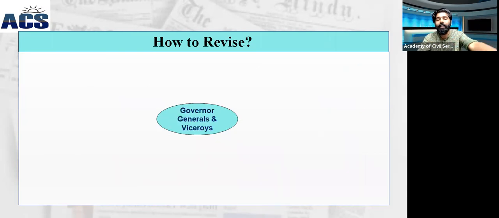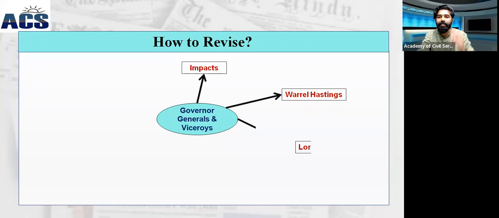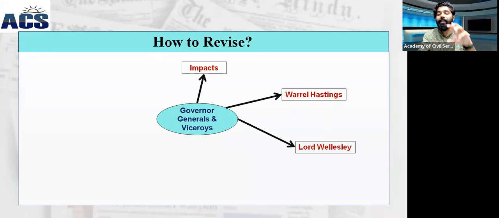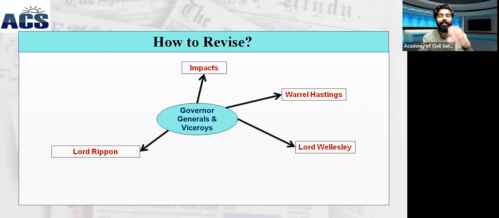And in the case of Governor Generals and Viceroys in modern India, there are a lot of Governor Generals and Viceroys. Again I will tell you, you do not need to study all the Governor Generals and Viceroys, but you can take some important ones. Warren Hastings was in the news. Lord Wellesley, the subsidiary alliance introduced by Lord Wellesley. Lord Ripon was another Viceroy who was compassionate towards India. He is also considered the father of local self-government in India.